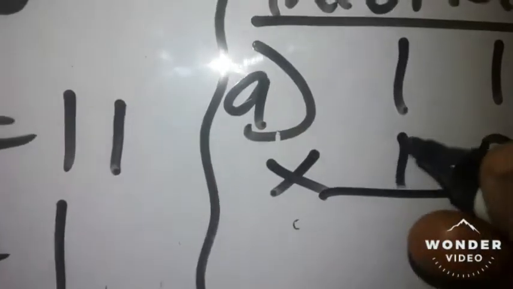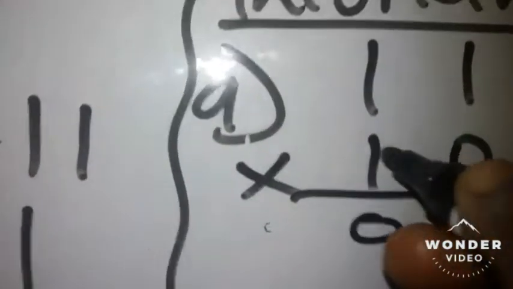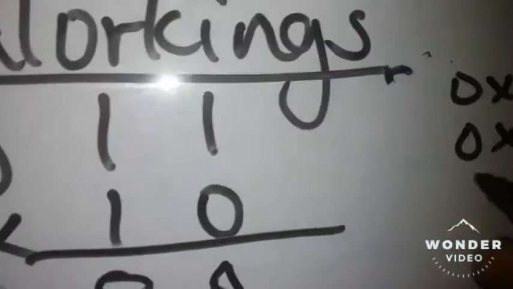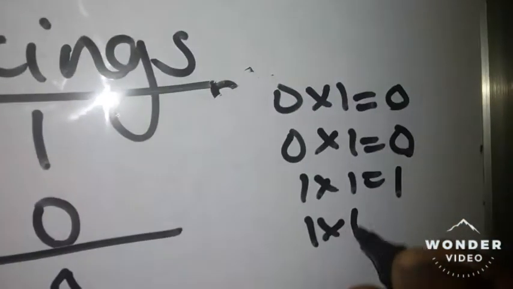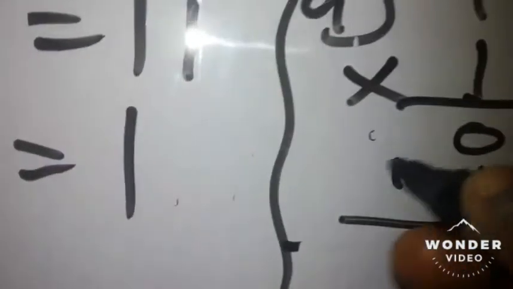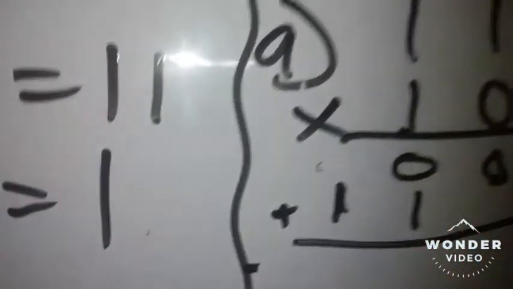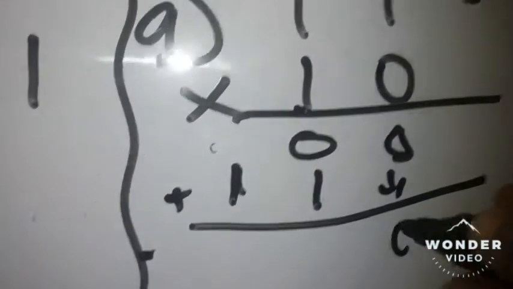Now, we pick this. We have used this. It means a 0 here. Then this 1 times 1 is equal to 1. Then 1 times 1 is equal to 1. We do the addition. You carry this 0 down. That's a 0.